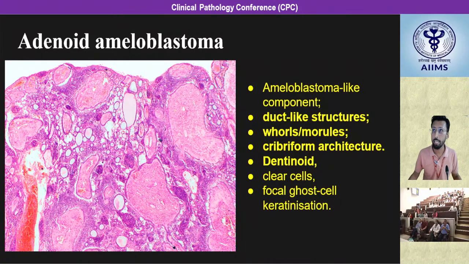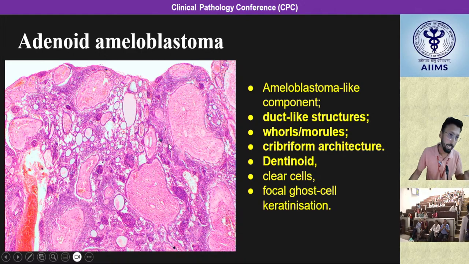Then the next one is adenoid ameloblastoma. Now this tumor has a different type of histological pattern. It can show ameloblastoma-like component. What we have seen in our case, the follicles were there with tall columnar cells. Then along with that, it can show duct-like structures. You can see these duct-like structures here, here, here.